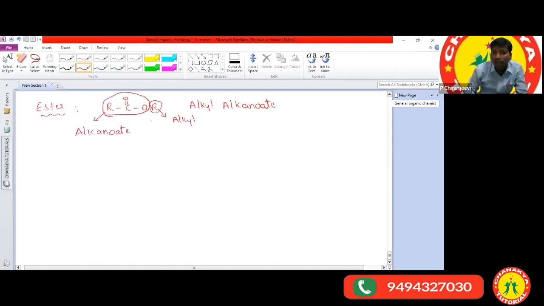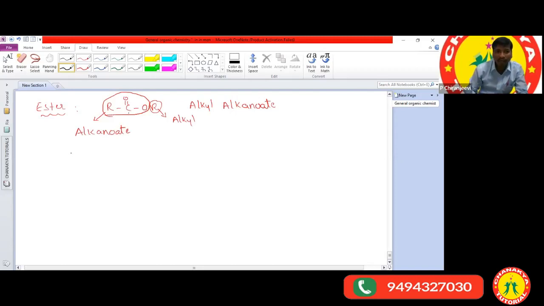So now you got the clarity, everyone? Everyone gets confused here, so that's why I am writing it clearly. The IUPAC nomenclature of the esters is alkyl alkanoate. You don't need to think about the chain length; we have to consider only the functional group.